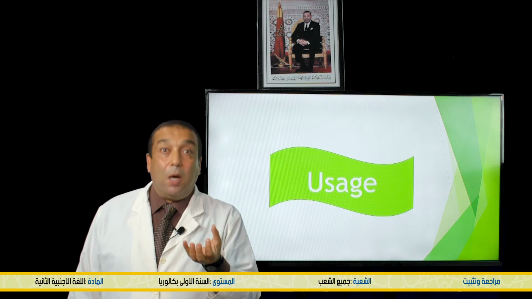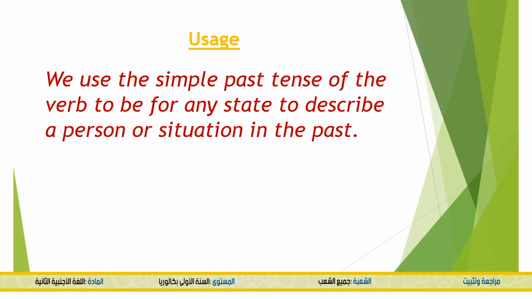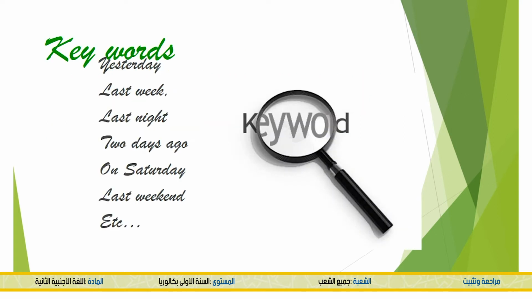When we say usage, that is to say, when we have to use the past simple in general, and here the past simple of to be. Here we go. We use the past simple tense of the verb to be for any state to describe a person or situation in the past. Don't forget, and please note that these keywords, very often, generally speaking, they go with the past simple.